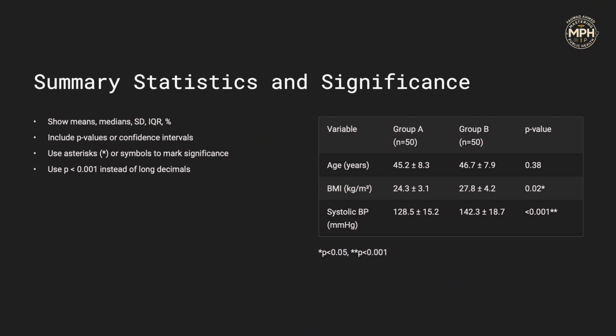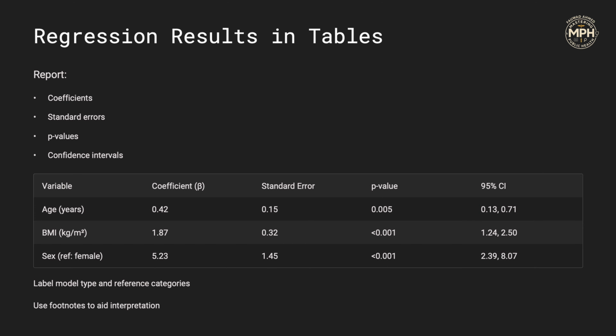Tabulating statistical significance. Show p-values or confidence intervals. Use consistent formatting. For example, use p less than 0.001 instead of long decimals. Use asterisks or footnotes to indicate statistical significance. Tabulating regression results. List coefficients, standard errors, p-values, and confidence intervals. Include model type, like linear or logistic regression. Label variables and reference groups. Use notes to clarify interpretation.